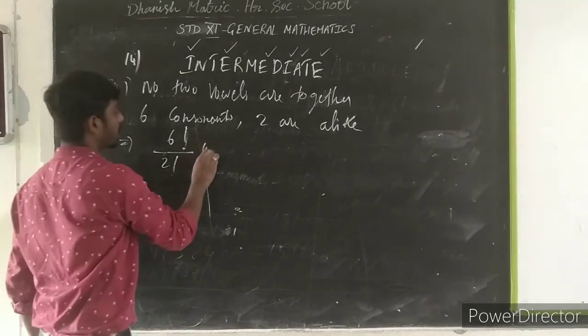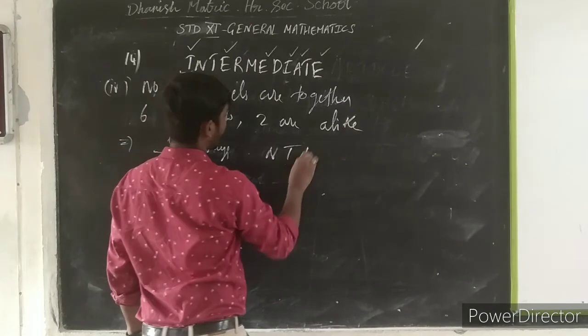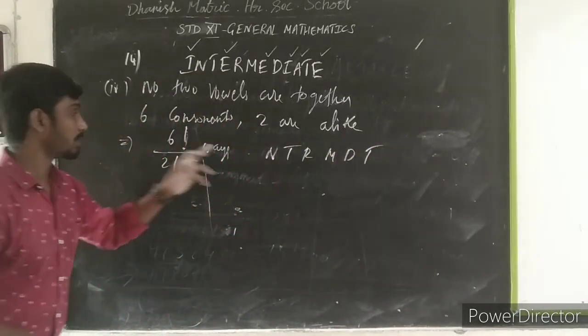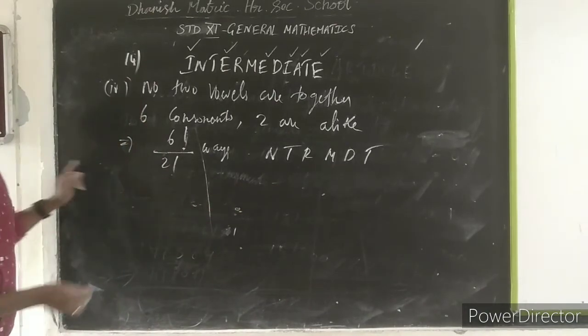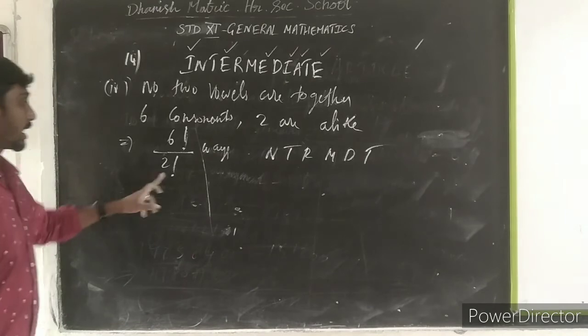What are the consonants here? N, T, R, M, D. So the total number of consonants is 6, and 2 are alike. We get this value.